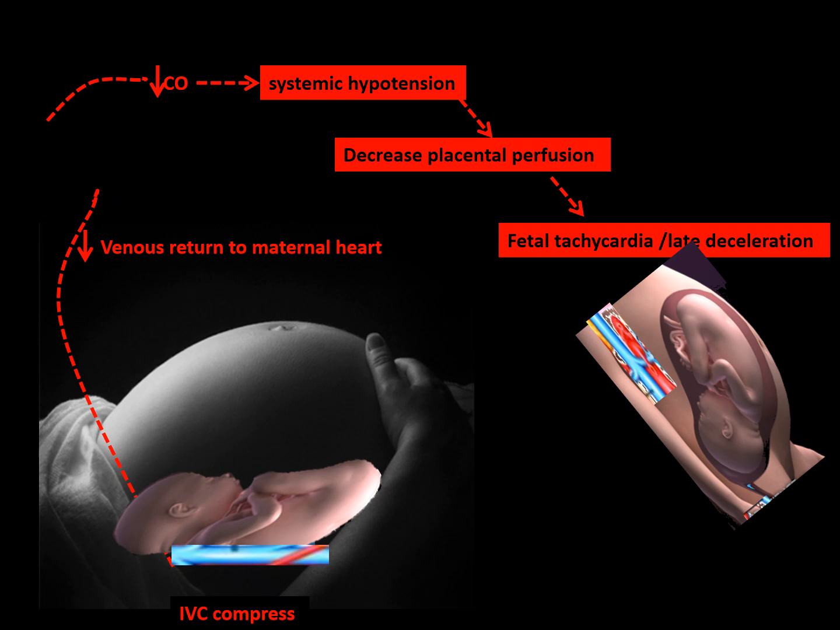So how can we correct it? Just put the patient in a semi-sitting position or 45 degrees, or put her in the left lateral position with a pillow below her right shoulder. This will relieve the compressed inferior vena cava and is going to get the CTG back to normal.